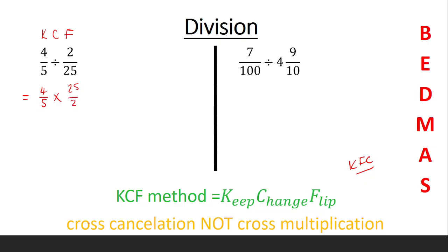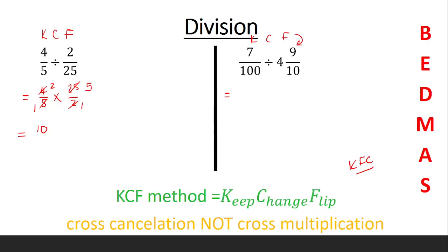So we're going to go 4 over 5 divided by 2 over 25, and we are changing it to times 25 over 2, that's the method. And then we're going to see, can we cross cancel? Well, yes. 2 goes into 2 once, 2 goes into 4 twice, 5 goes into 5 once, 5 goes into 25 5 times. And then we're just going to multiply numerator with numerator. So I'm getting a 10 over 1. I'm not going to write that. Okay, let's look at this next one. Same thing. Keep, change, flip.